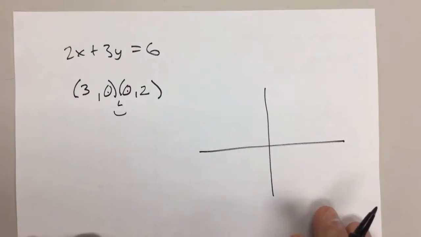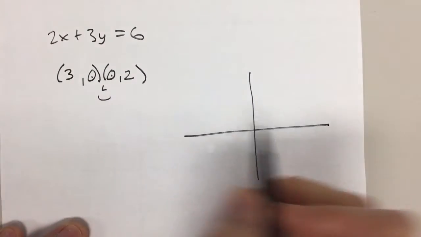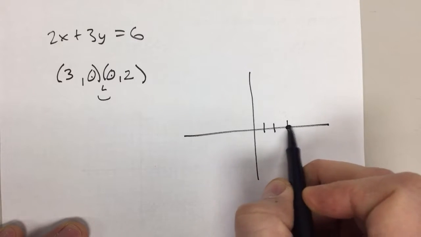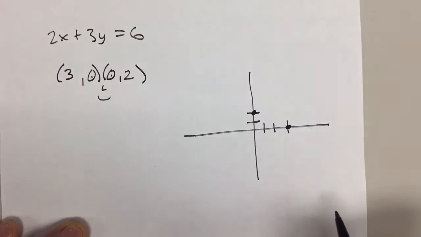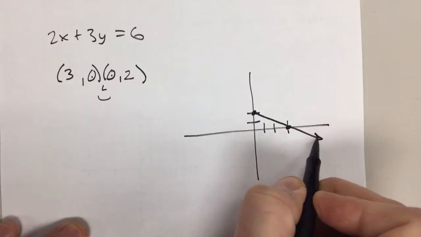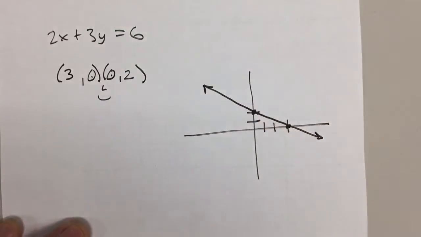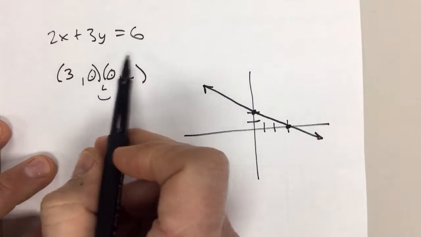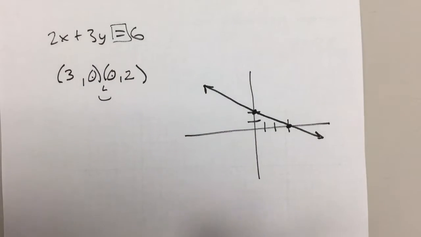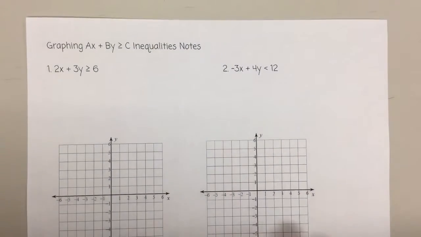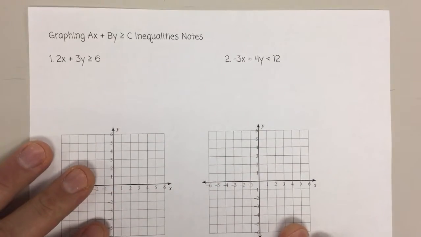And then remember, to graph it, I would simply graph 3, 0, and 0, 2. And then I would connect those two, and that was my line. Now we're going to graph this type of equation, but we're going to replace the equal sign with an inequality. We will use the same intercept method.